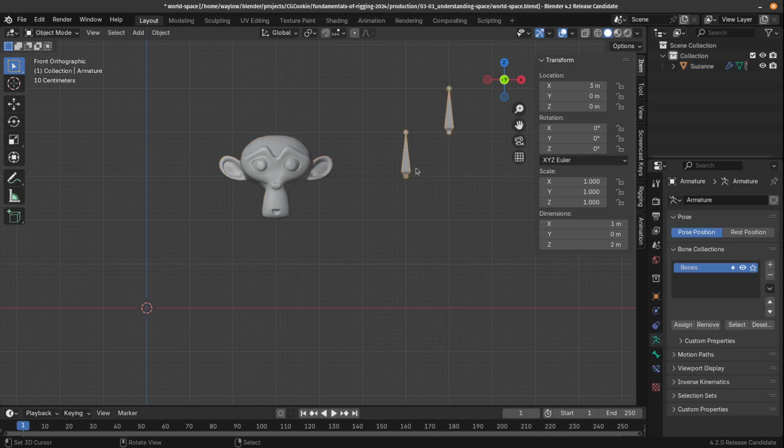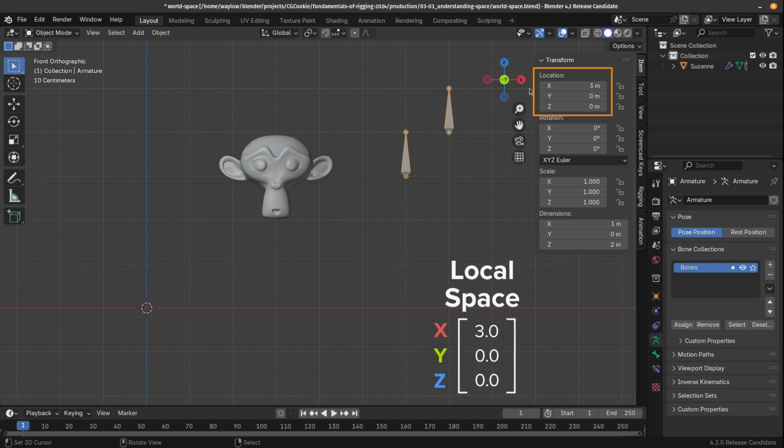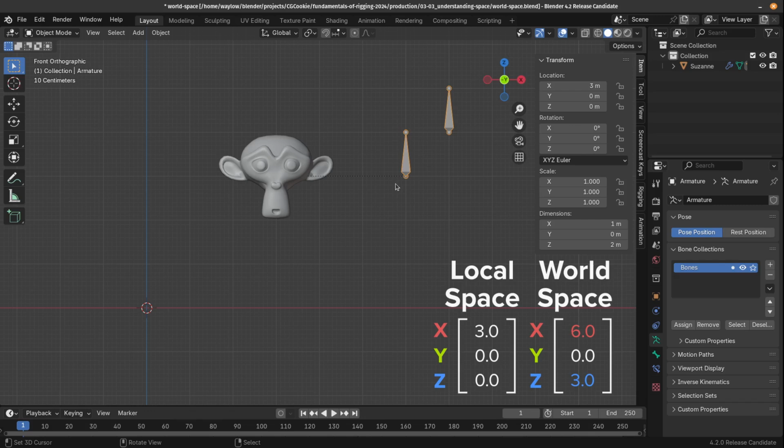And just to demonstrate this a little bit further, I have this random armature here, which is parented to the monkey. You can see up here that it is 3 spaces to the right, 1, 2, 3, from its parent. So it thinks its local space is 3, 0, 0. However, this is not where it is in world space. We can count the units, 1, 2, 3, 4, 5, 6. That's 6 in the positive X, and 1, 2, 3, 3 in the positive Z. Its local space is 3, 0, 0, but its world space is 6, 0, 3.